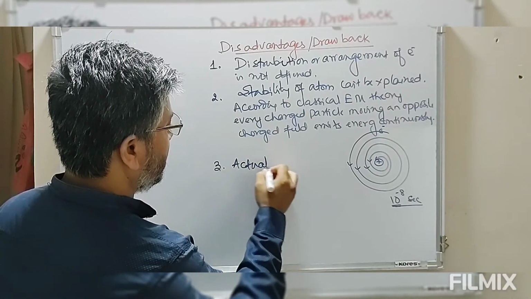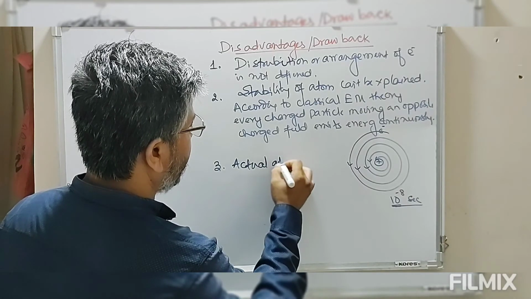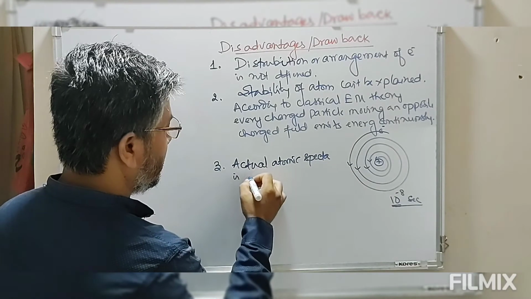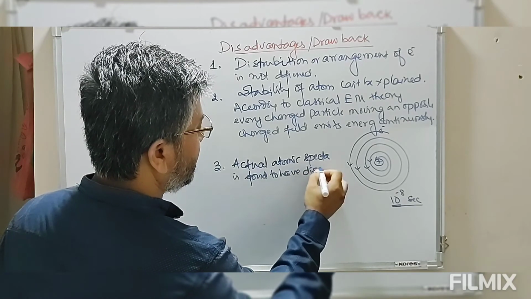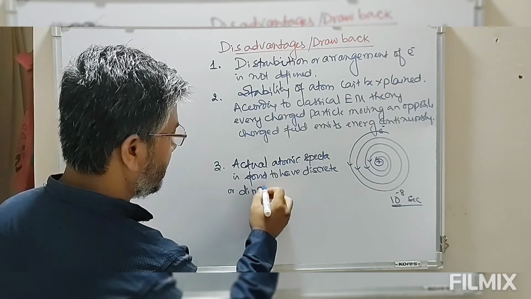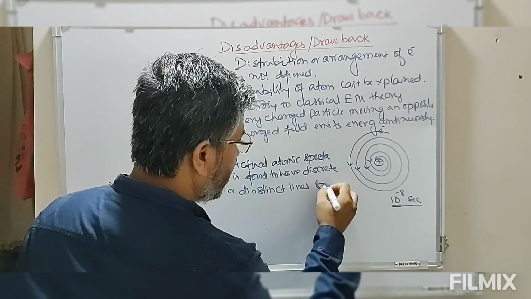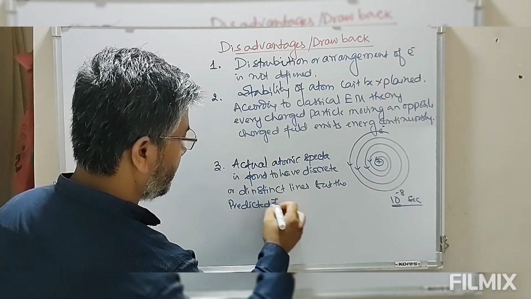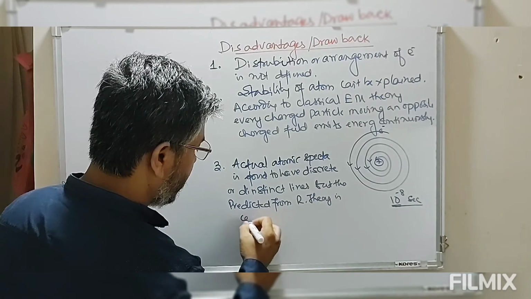The actual atomic spectra are found to have discrete or distinct lines, but the spectrum predicted from Rutherford's theory is continuous.